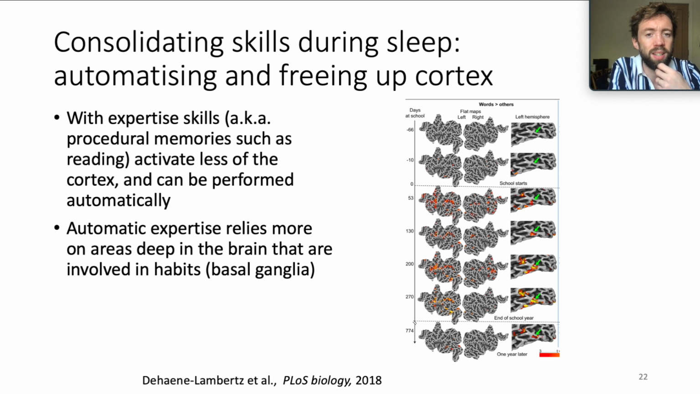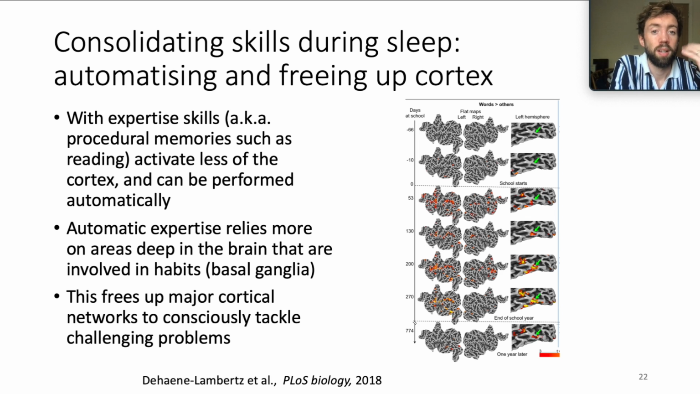With this, you start to see an increasing reliance of these expert automatic skills on areas that are deeper in the brain, such as one that's involved in habits, a brain area called the basal ganglia, which is actually a collection of lots of little brain areas. Functionally, this frees up our cortical processing to consciously tackle challenging problems. For example, once you've learned to ride a bike, you no longer really need to think about riding the bike. And although you should probably think about where you're going, it's also possible to think about other things while you're going for a nice, quiet cycle.